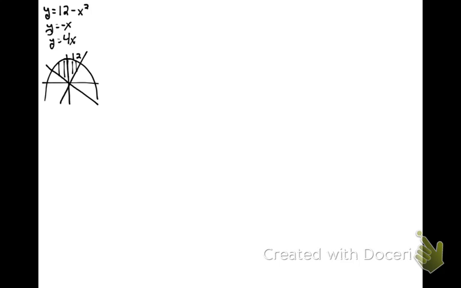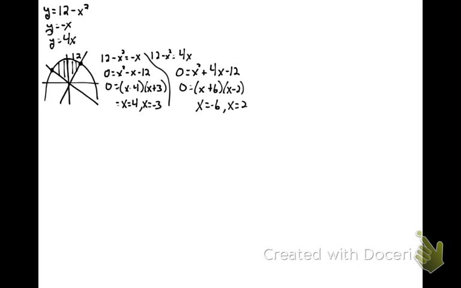We do need to find our 2 points of intersection. And so one of them, we want to know when is 12 minus x squared equal to -x. And our second one, we want to know when is 12 minus x squared equal to 4x. Let me solve these real fast. So I've solved both equations, and I can see just based on my graph that my first point of intersection is at x equals -3. My second point of intersection is at x equals 2.